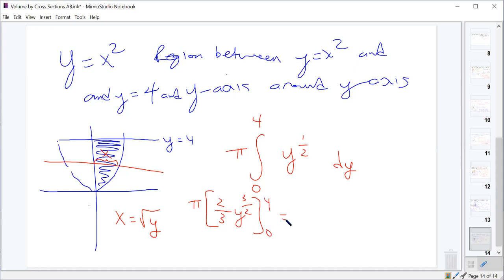And we've worked on raising numbers to the 3/2 power, right? Square root of 4 is 2, and then cube that is 8. So we end up with 8 pi over 3. 0 goes away, right? Is that what you guys got?